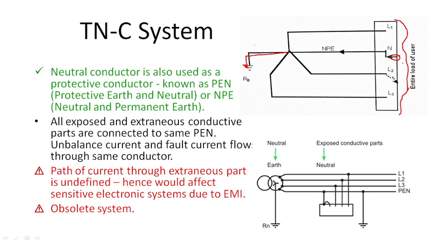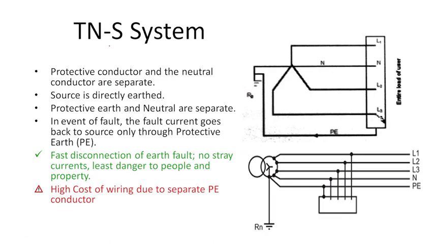So because this current may pass through it, it will affect the sensitive electronic systems due to electromagnetic interference. So this is a serious issue nowadays. Because of that, this TNC system is not used nowadays. It's an obsolete system. Next one is a TNS system.